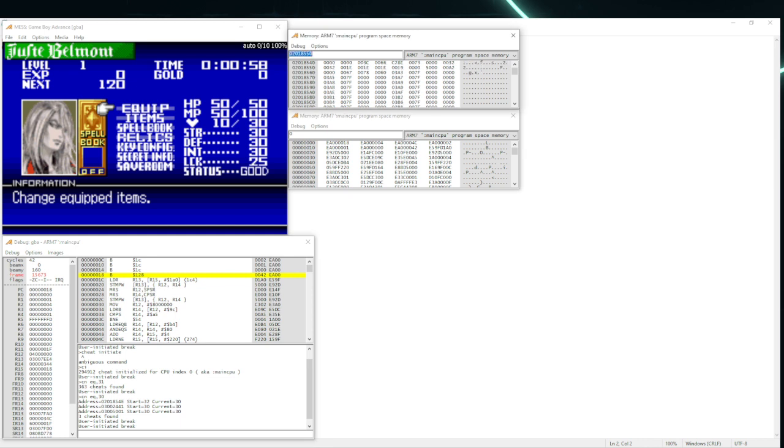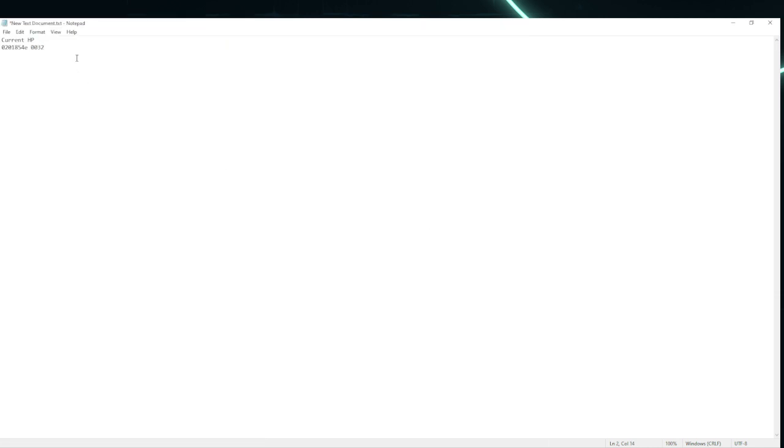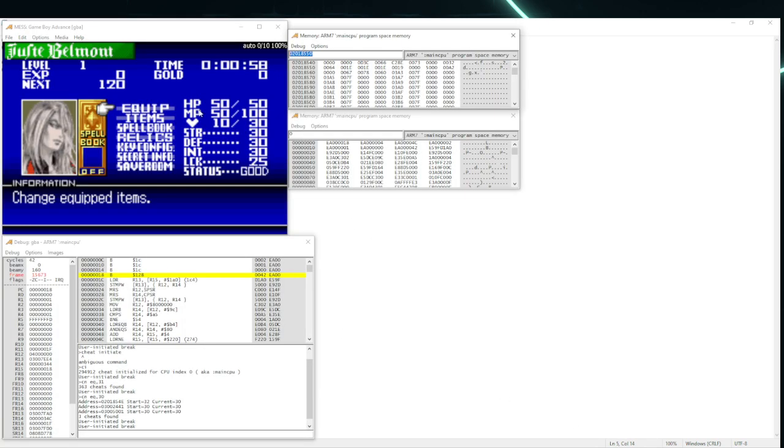And here's the 50, the 32. So I'm going to make this 64. And I'm going to copy the address. Okay, so that's the address that has the current magic, the MP points.